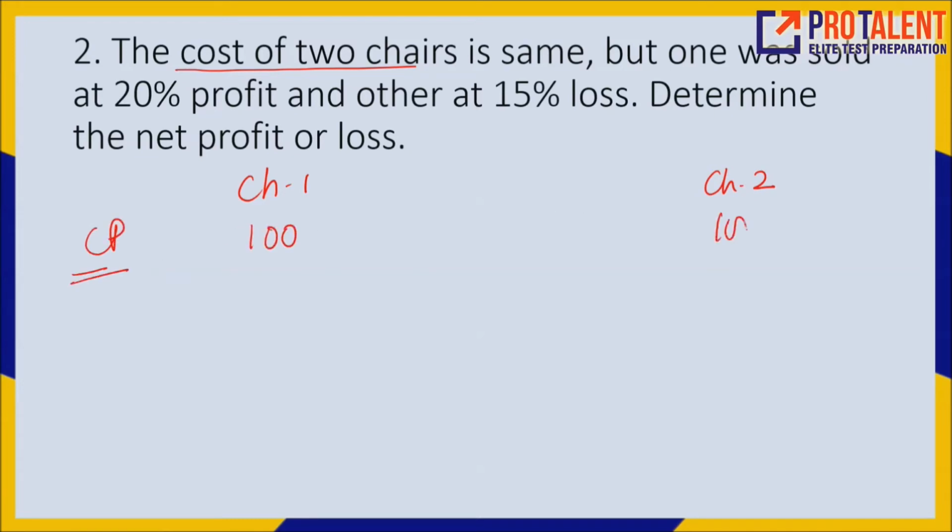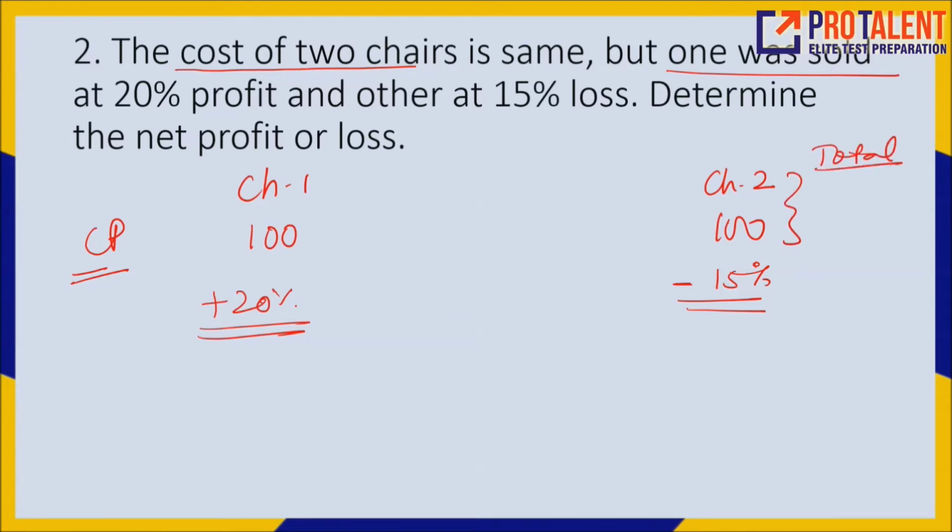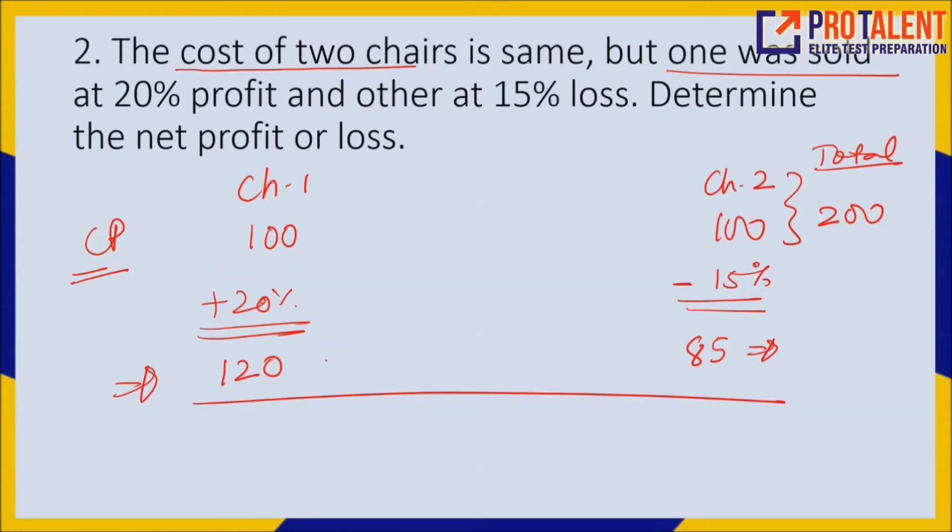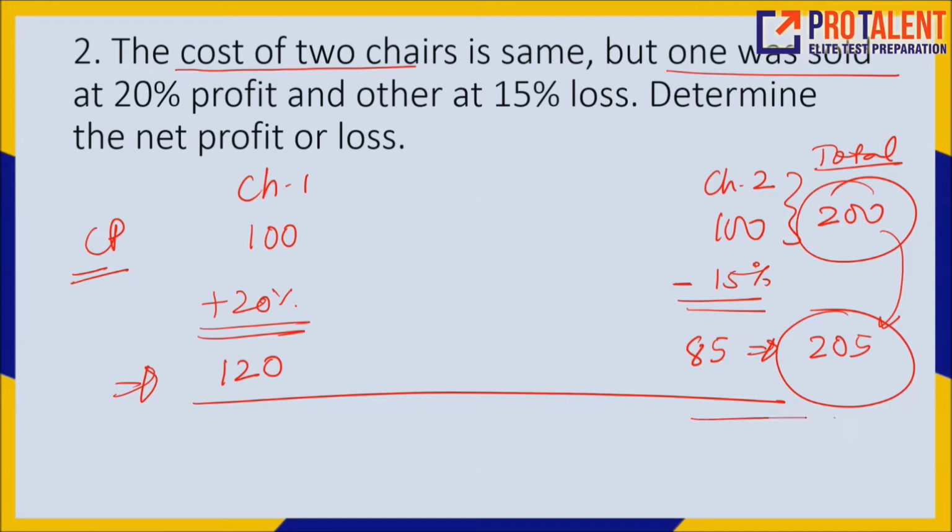दोनों की CP, cost price is same. Let us assume it to be 100. ठीक है, and one was sold at 20% profit and the other was sold at 15% loss. What is the net profit or loss? Total cost would be 200. You are getting a profit here, so your selling price is 120. Here your selling price would be 100 minus 15%, which is 85, and thereby the total amount would be 120 plus 85, which is 205. Okay, so total cost is 200, selling price is 205. So total आपको 5 rupees का प्रॉफिट हुआ.